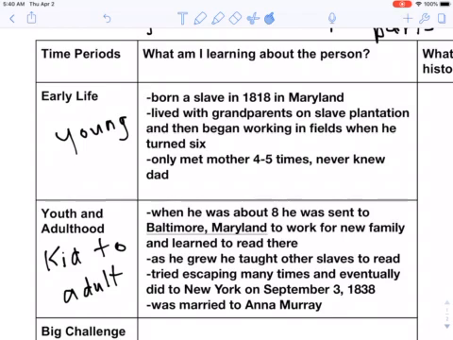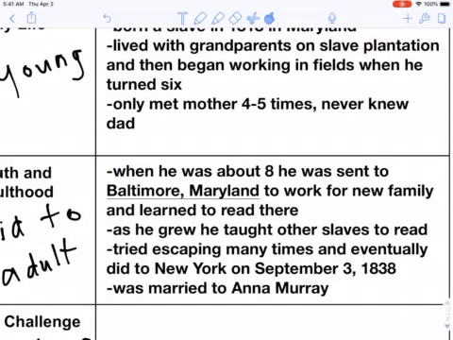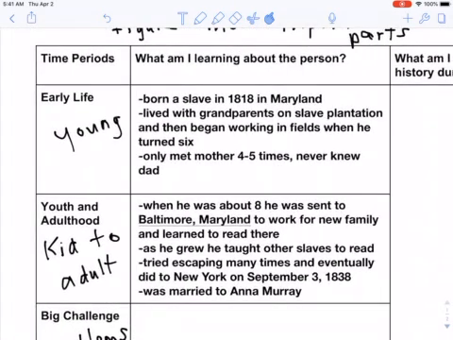The next section, youth and adulthood. So like being a kid to an adult. When he was about 8, he was sent to Baltimore, Maryland, to work for a new family and learn to read there. As he grew, he taught other slaves to read. He tried escaping many times and eventually did to New York on September 3rd, 1838, and was married to Anna Murray. So I have a lot of details, even more than some of our last ones. There was just a lot written about him, especially in his youth, compared to some of the other books that we've read.